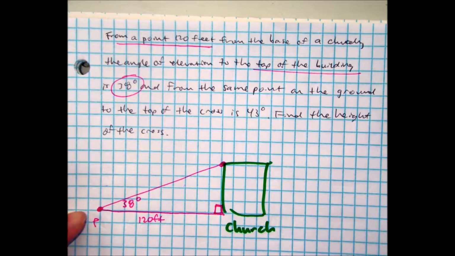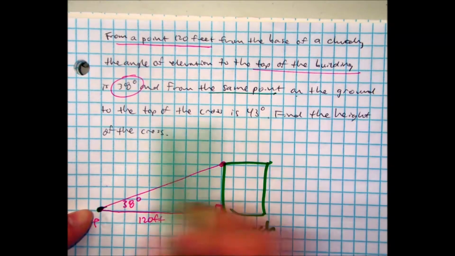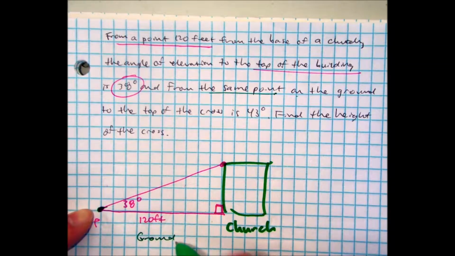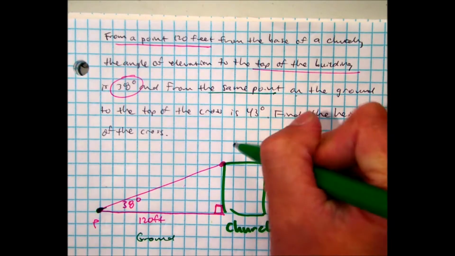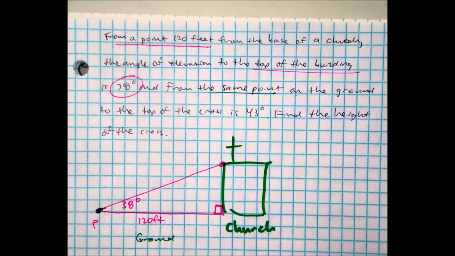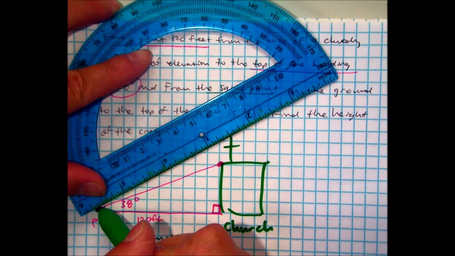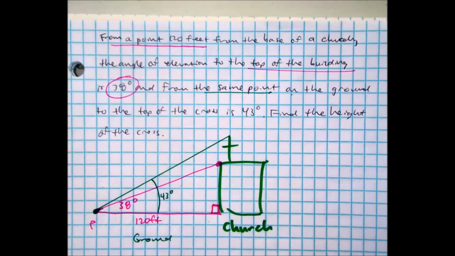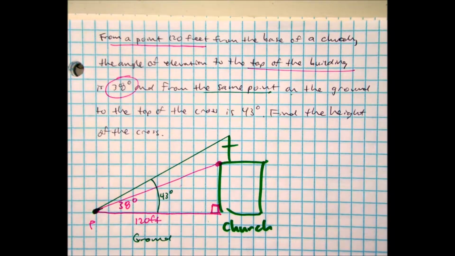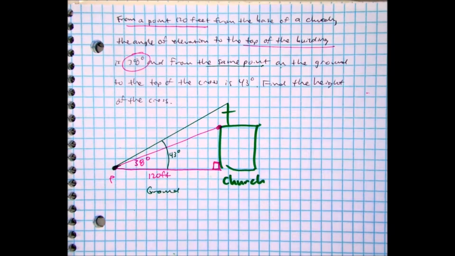And from the same point, right here on the ground, here's my ground, to the top of the cross. So I'm going to draw a cross. The angle is 43 degrees. Find the height of the cross. So having an accurate picture is really important.